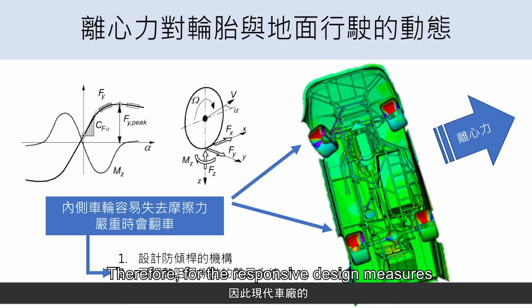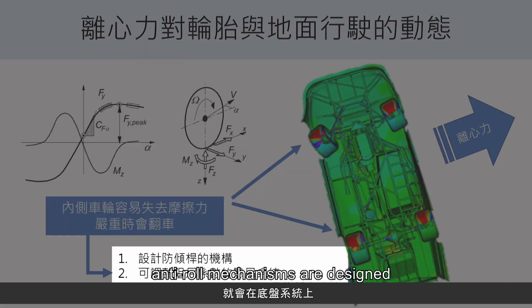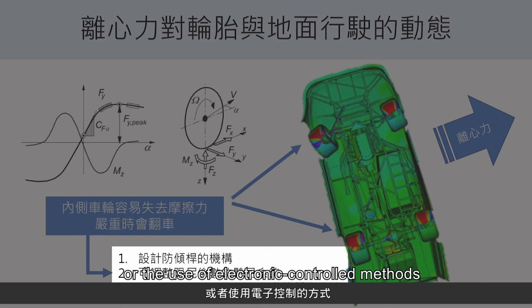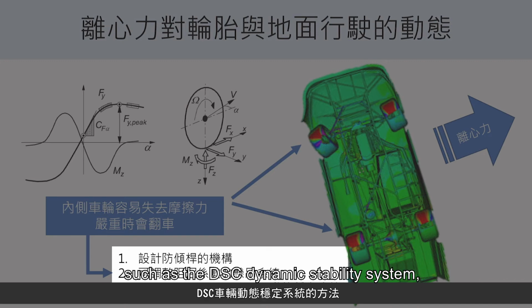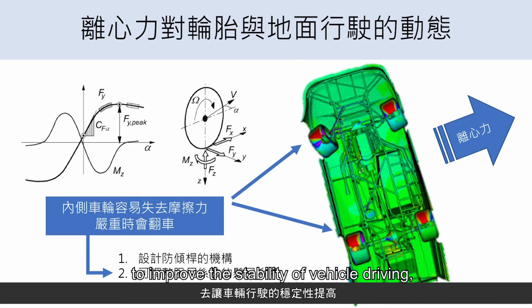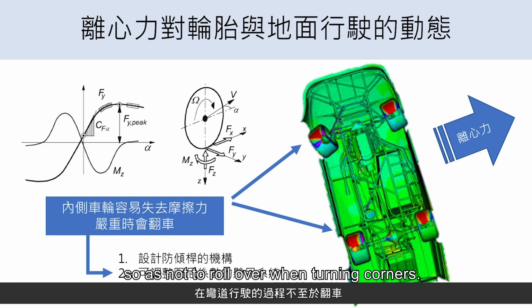Therefore, for the responsive design measures of modern car manufacturers, anti-roll mechanisms are designed on the vehicle's chassis, such as the use of anti-roll bars, suspension systems with adjustable damping coefficient, or the use of electronic-controlled methods such as the DSC dynamic stability system to improve the stability of vehicle driving so as not to roll over when turning corners.